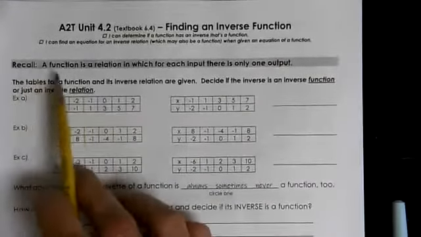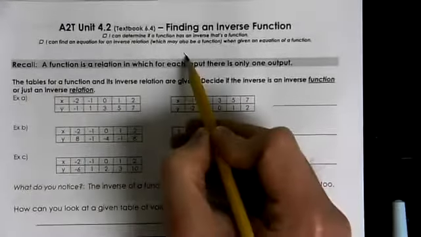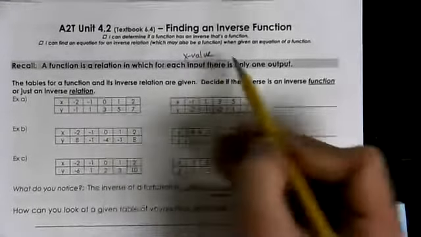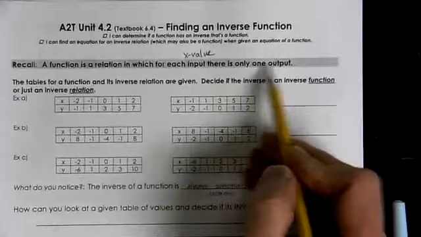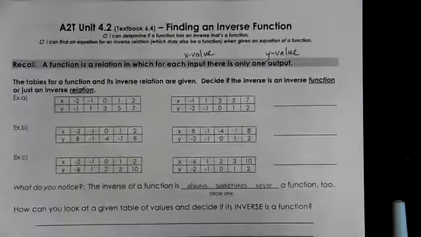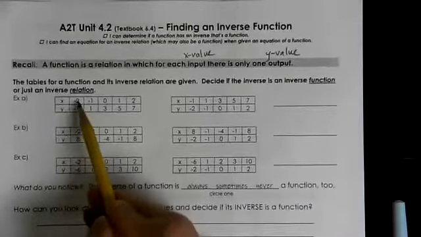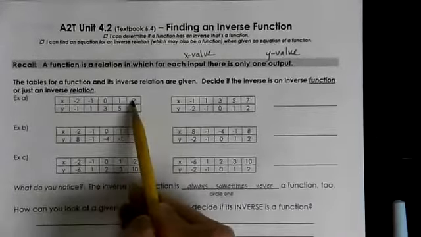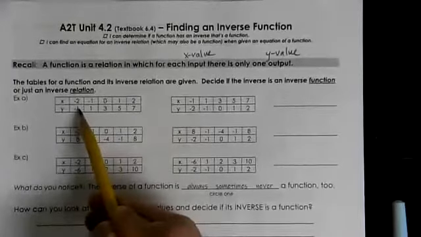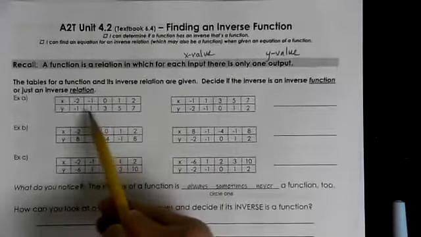So just a reminder that a function is a relation in which each input, which is the x value, has only one output, which is a y value. So for every x that you plug in, you can only get one y for that given x value. If we look down here, we see that every x is different. Therefore, it doesn't really matter about the y's. It's okay if a y repeats.